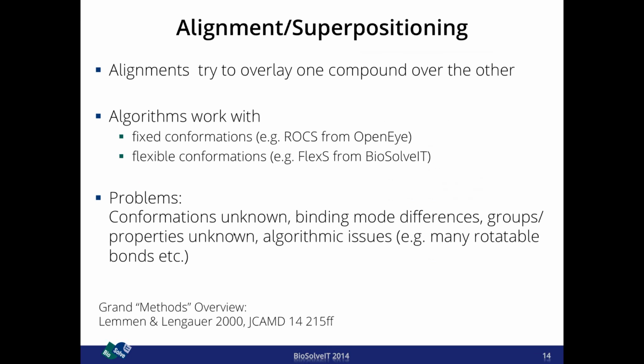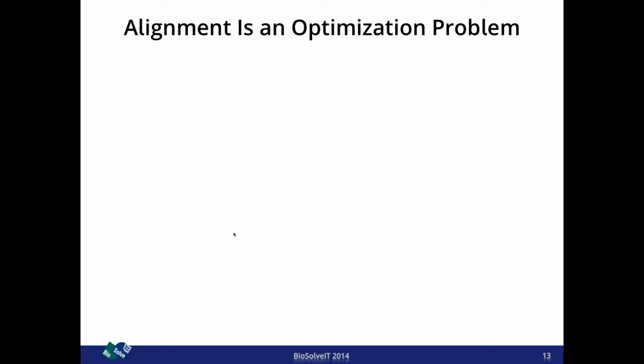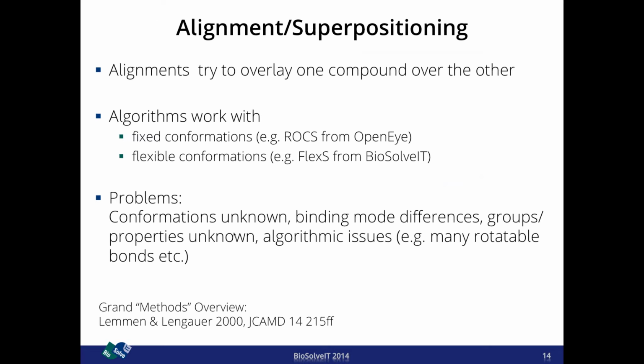Alignment, I skipped this a little bit too fast. Alignment is an optimization problem. We should just have this clear. And this means that various algorithms for optimization are actually used, and these differ from method to method. But the principal idea is that an alignment tries to overlay, to put one compound over the other. So it's an overlay of one compound over another one, or multiple ones.